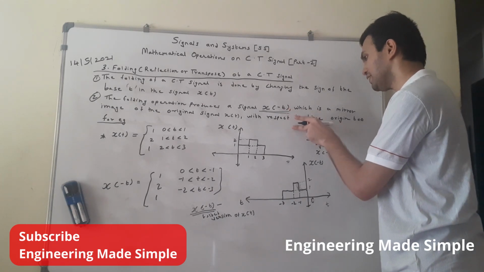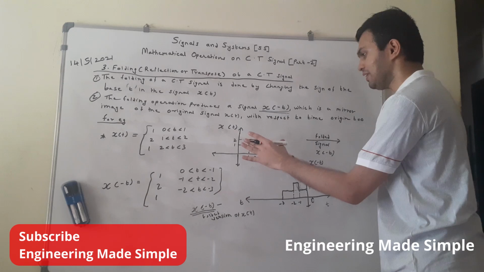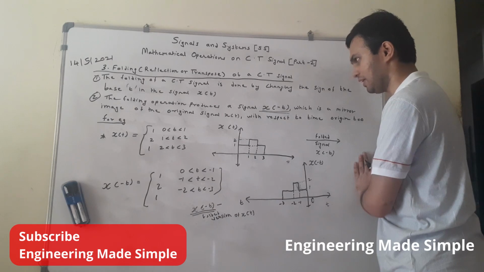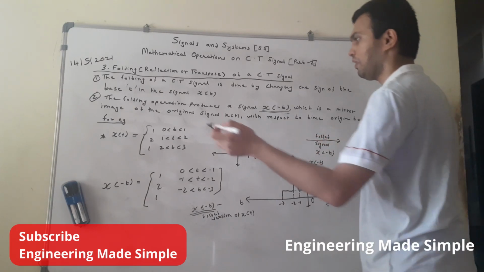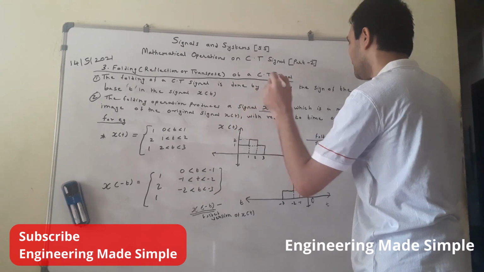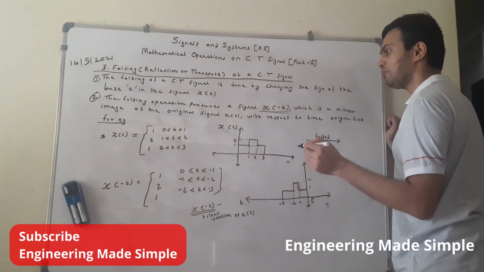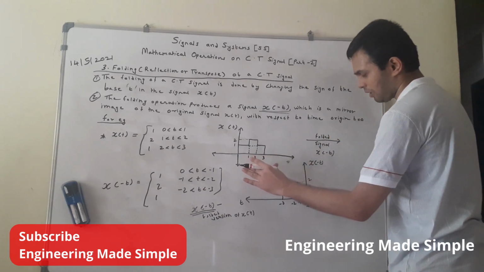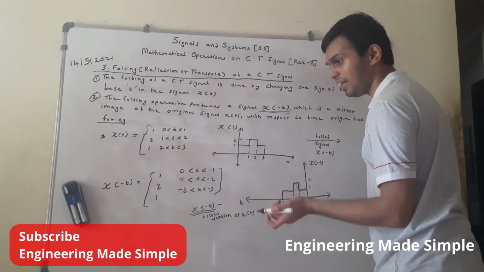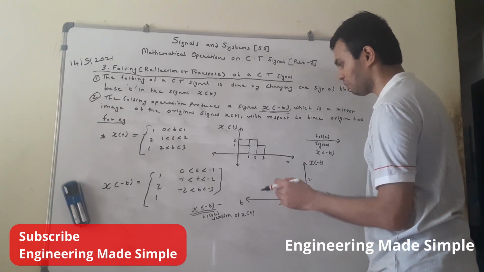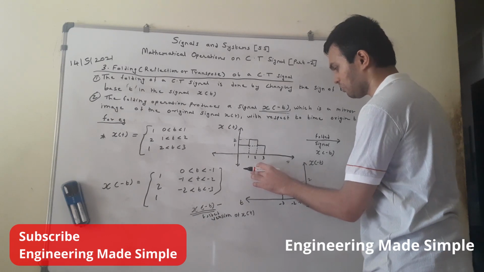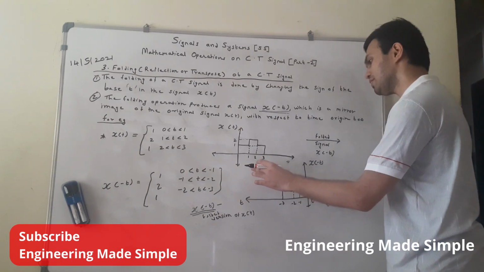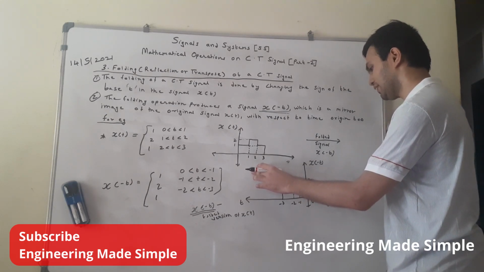What folding essentially does is, if you have a given signal x of t, you just plot the mirror image of it to get the folded version of the signal. That's what is written over here in the second point. The folding operation produces a signal x of minus t, which is nothing but the mirror image of the original signal x of t with respect to the time origin. So even if you are asked to draw a folded signal of a given signal x of t, or to perform the folding operation on a given continuous time signal, you just have to draw the mirror image of the given signal x of t.